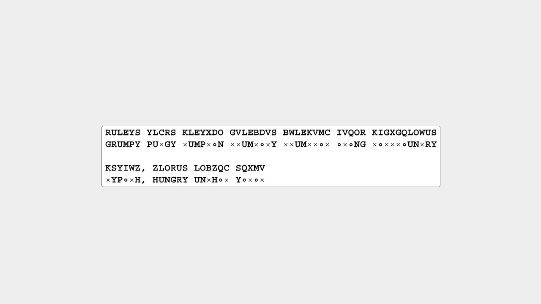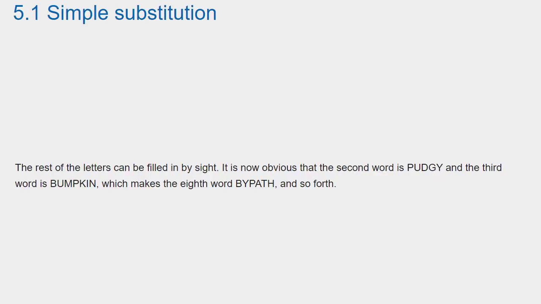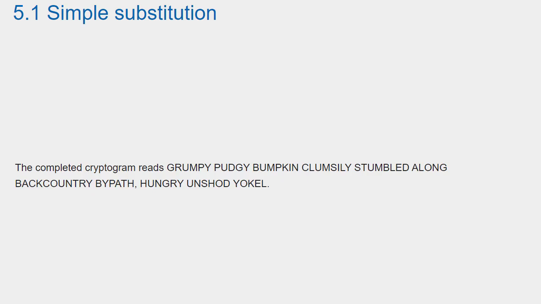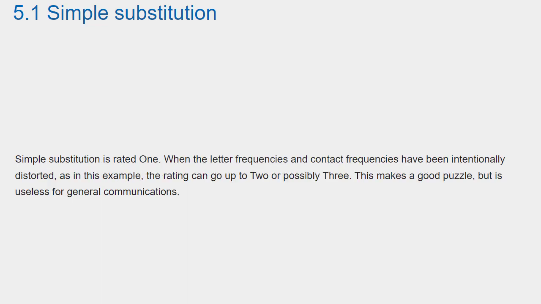Filling in these new letters gives the following. The rest of the letters can be filled in by sight. It is now obvious that the second word is PUDGY and the third word is BUMPKIN, which makes the 8th word BYPATH, and so forth. The completed cryptogram reads: Grumpy Pudgy Bumpkin clumsily stumbled along back-country bypath, hungry unshod yokel.